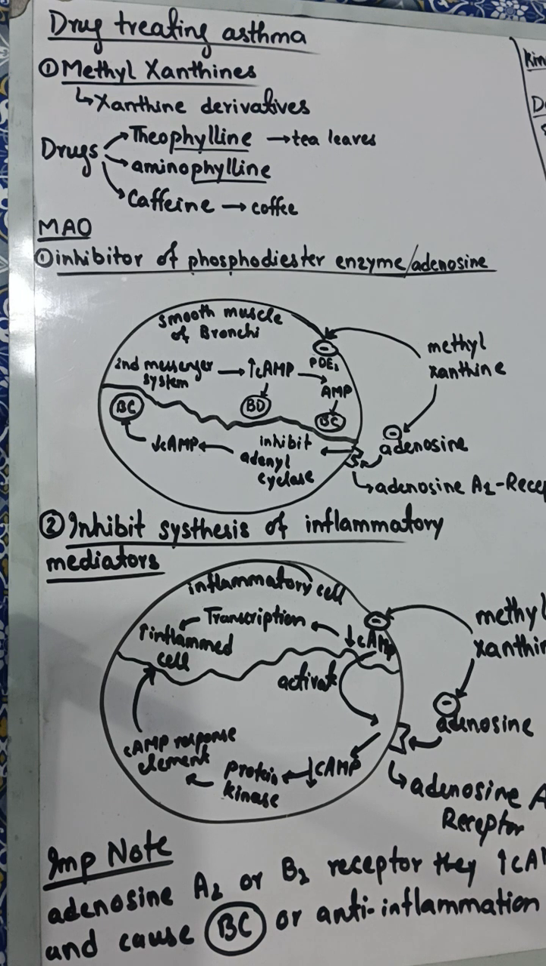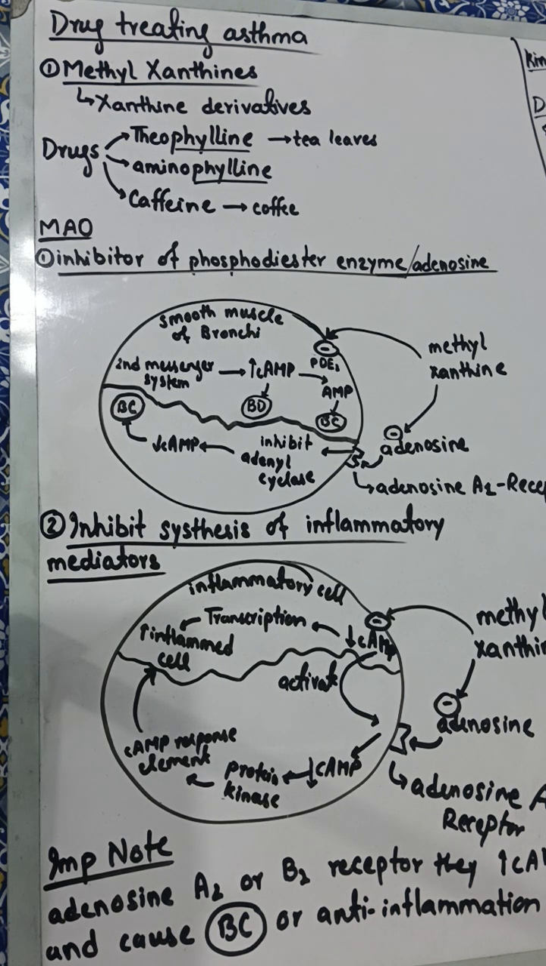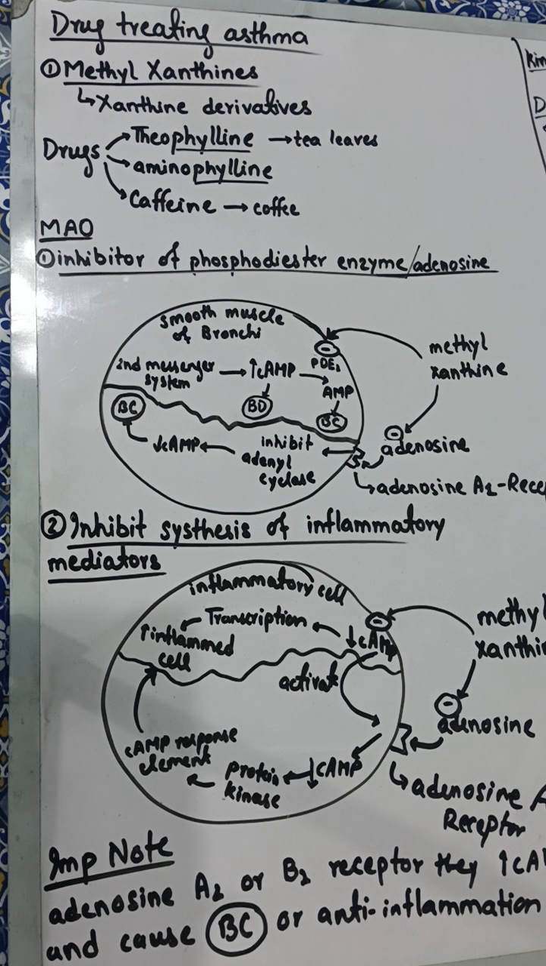Methylxanthines are also included in bronchodilating drugs, so they are going to dilate your bronchioles. But how? Actually, xanthines have two effects. First is bronchodilation, and second is anti-inflammatory. But the more dominant effect is the bronchodilating effect. Therefore, we have classified them into bronchodilating drugs.